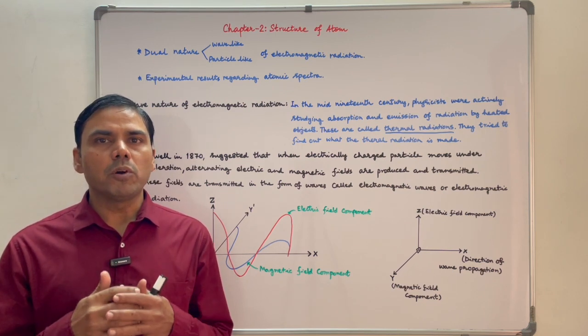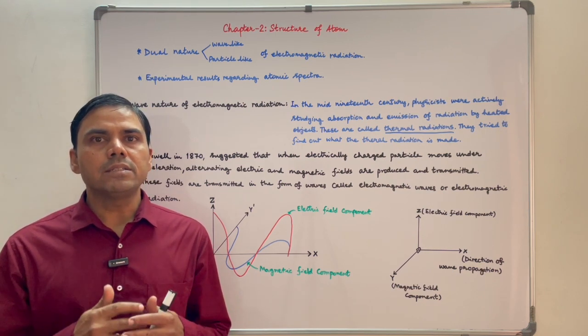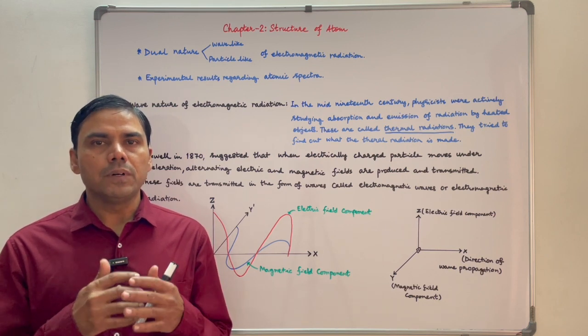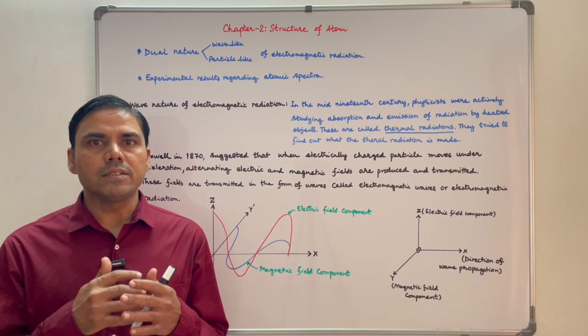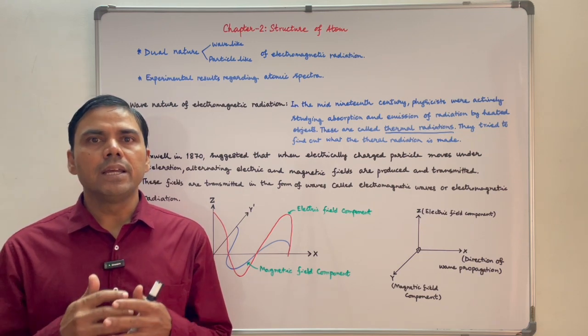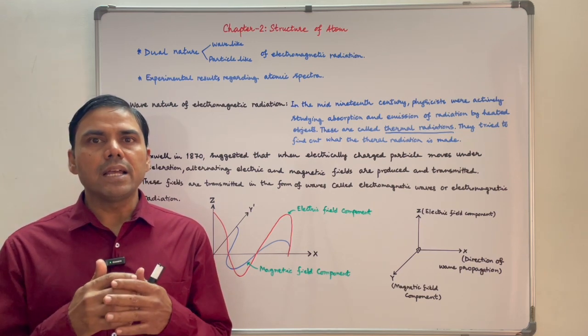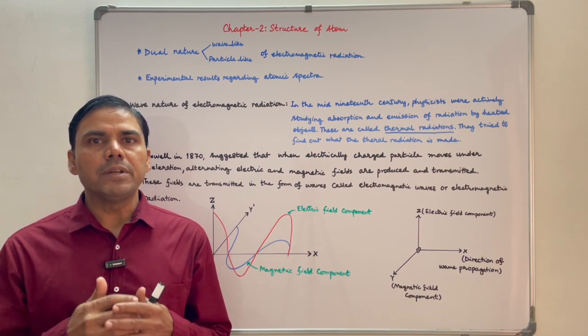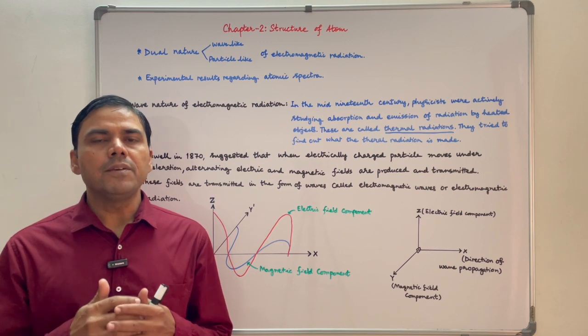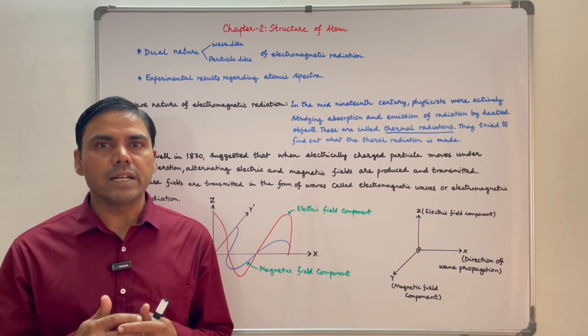Before Bohr's atomic model came into picture, scientists were working on two things. First, to understand the nature of electromagnetic radiation, whether it is wave-like or particle-like. And second, to understand the experimental results of atomic spectrum. We will talk about them in detail. First, we will see wave nature of electromagnetic radiation.